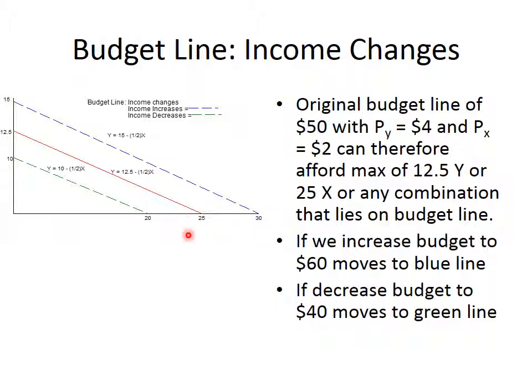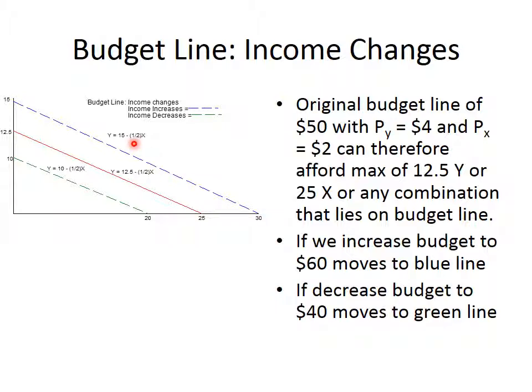Now let's increase our budget to $60. This is movement to the blue line. We can just look at this and intuitively grasp it, that if we now have $60, we're going to be able to afford more. If we have $60 and the price of Y is $4, we can afford a maximum of 15 units. If we have $60 and X is $2, we can afford roughly 30.